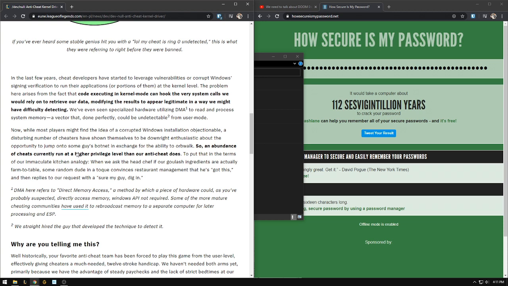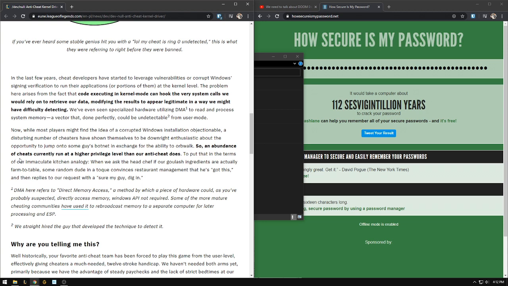Now, while most players might find the idea of a corrupted Windows installation objectionable, a disturbing number of cheaters have shown themselves to be downright enthusiastic about the opportunity to jump onto some guy's botnet in exchange for the ability to orb walk."